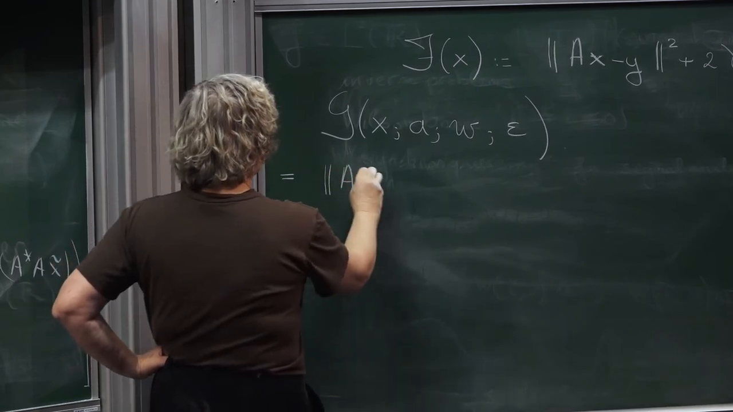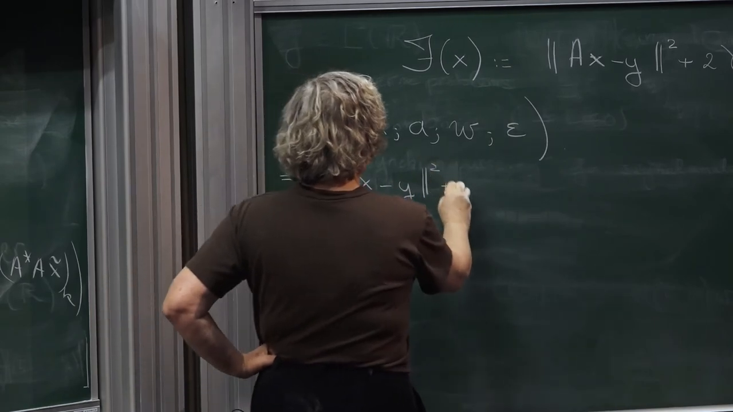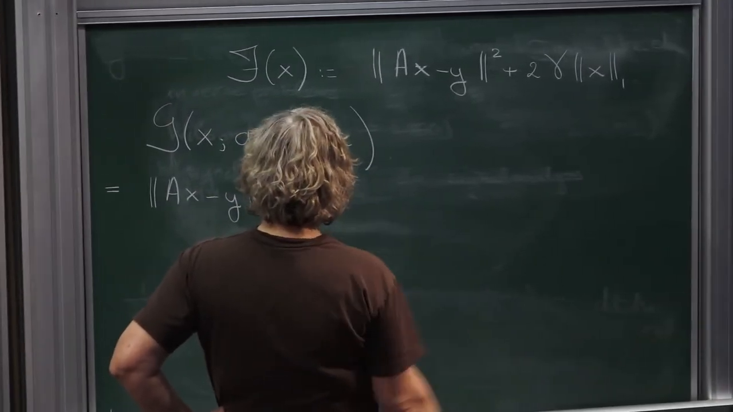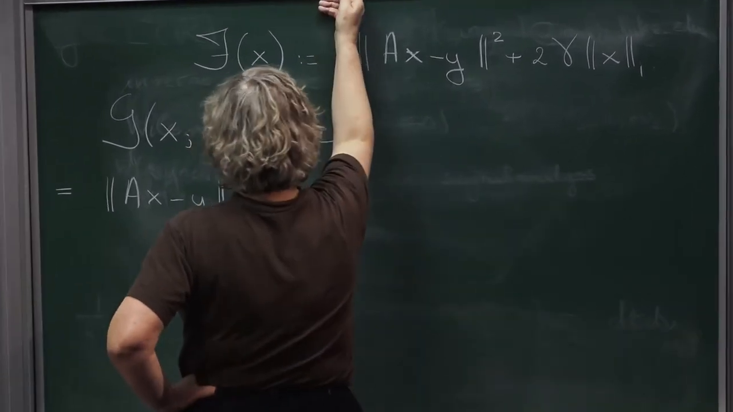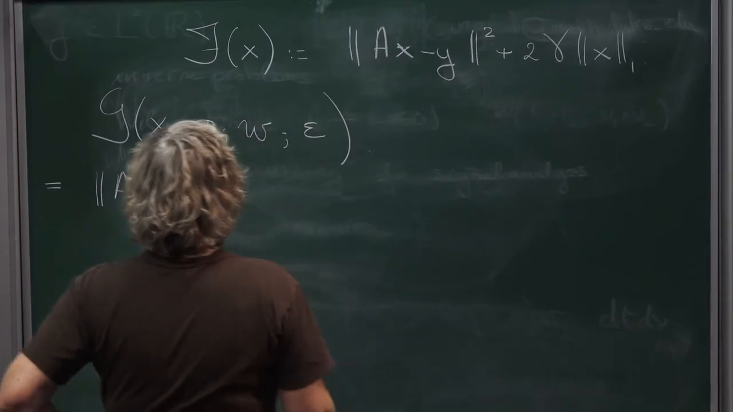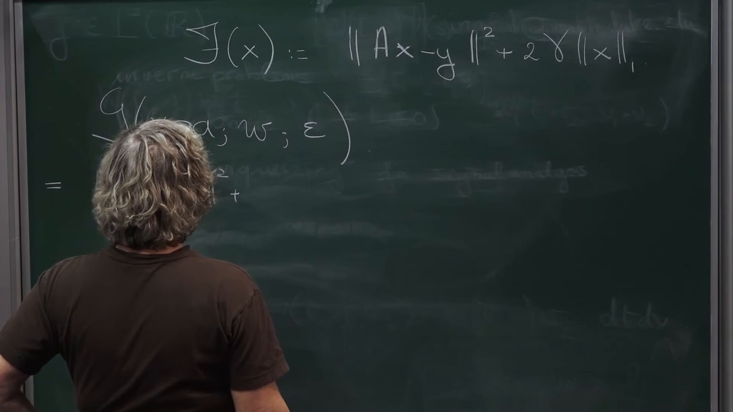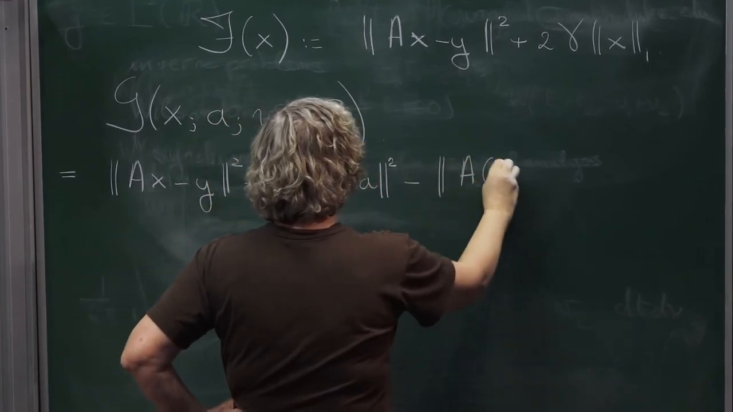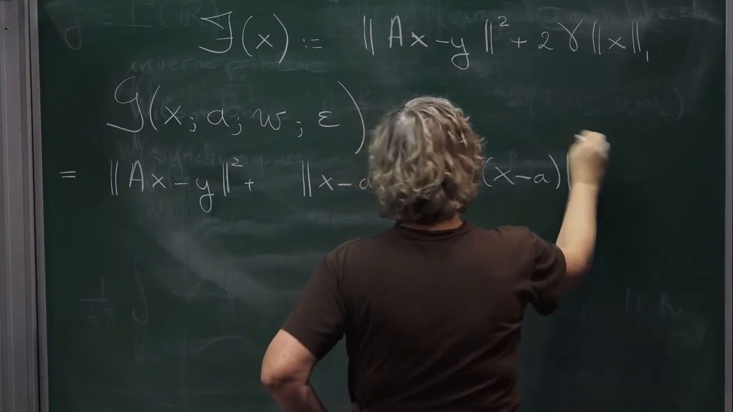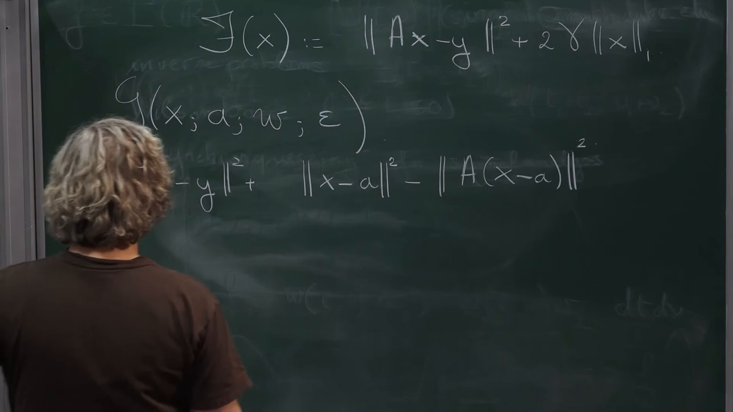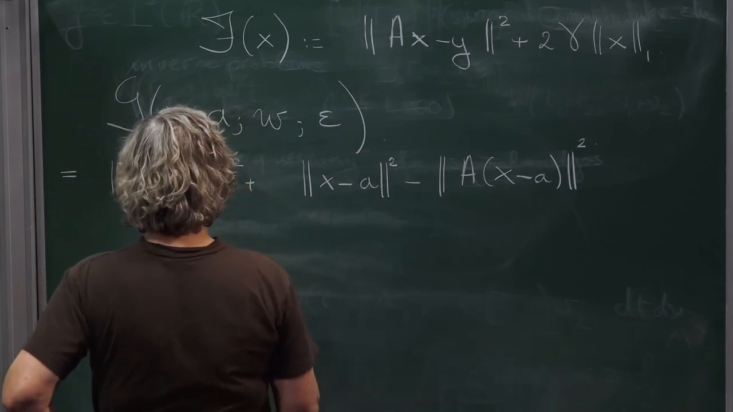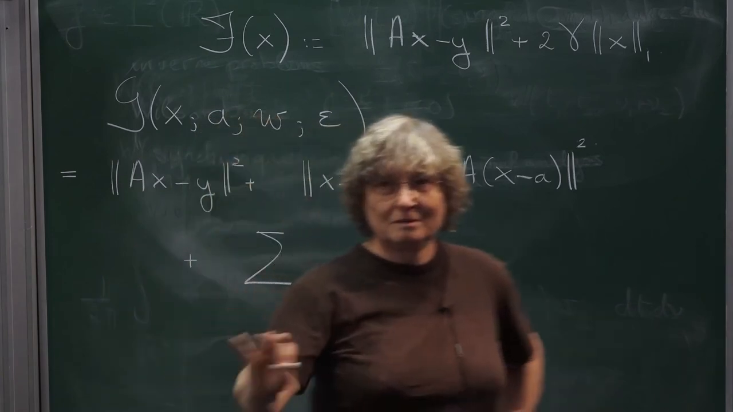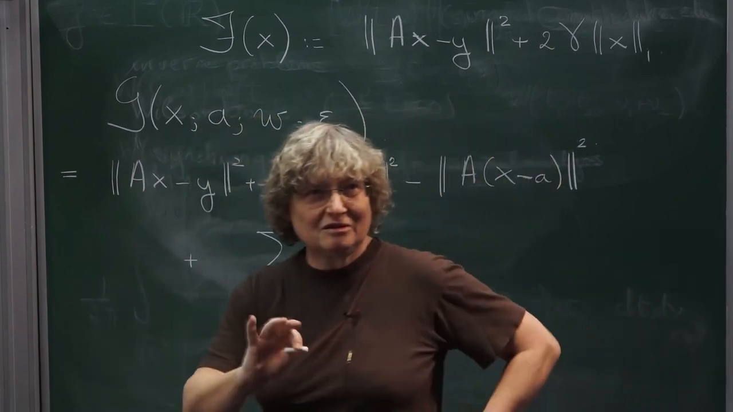I start with Ax minus y squared. And then I have an x minus a squared minus Ax minus a squared. Then this W has nothing to do with the W of the window functions anymore. They're just a sequence of weights.